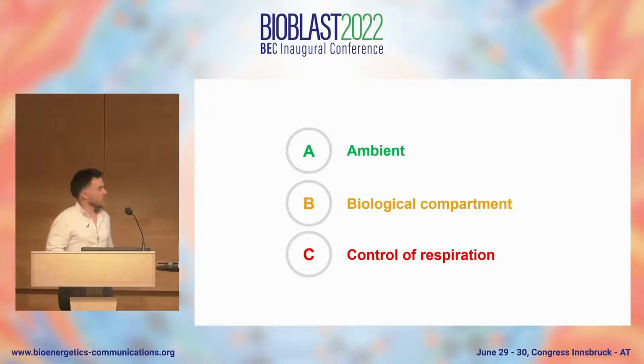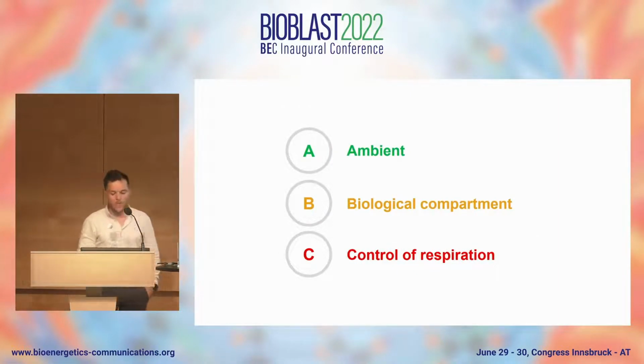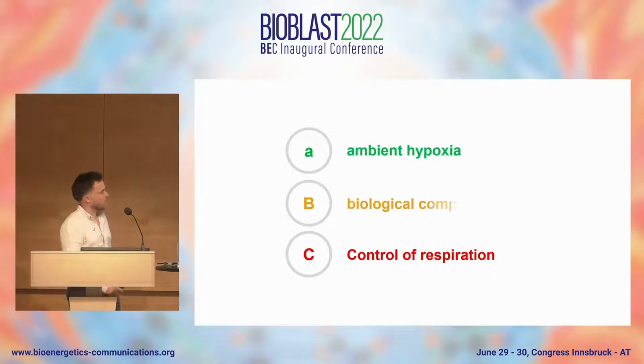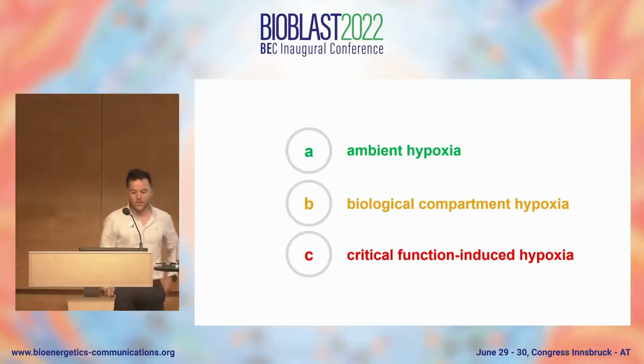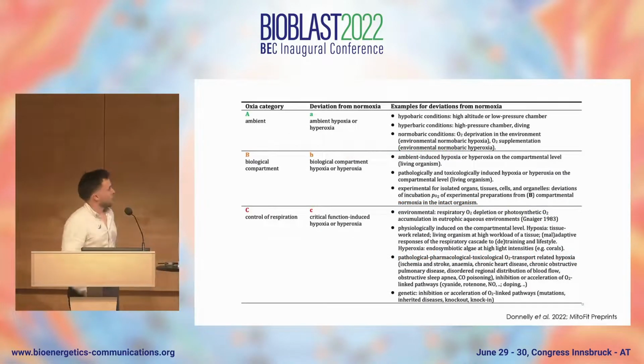So based on these categories that I just defined, A, B, and C, the causes for deviations from normoxia to hyperoxia or below to hypoxia are, of course, distinguished by 3 categories: ambient hypoxia, biological compartment hypoxia, and critical function-induced hypoxia. So examples of deviations in A, like we already discussed, may be going to hypobaria, where we have a reduction in the pressure, and of course, we then go below our reference for ambient normoxia.